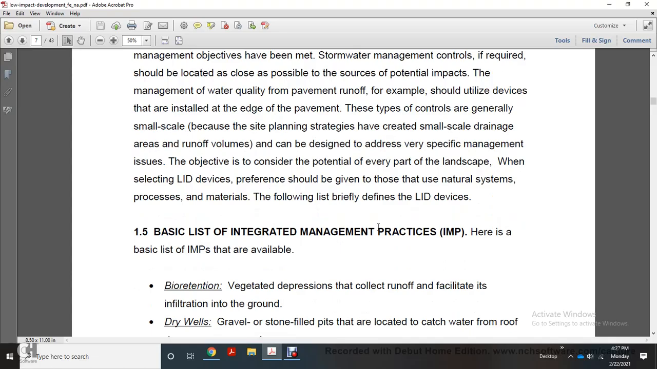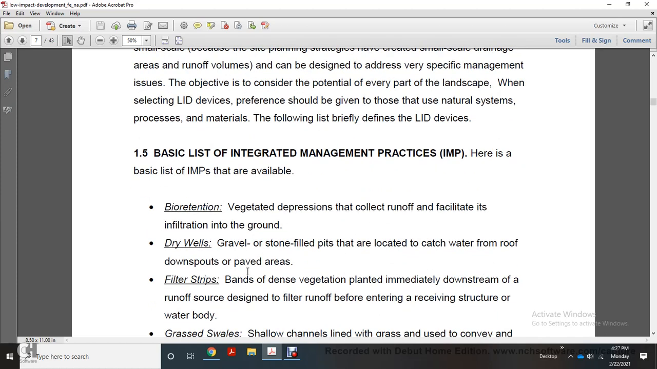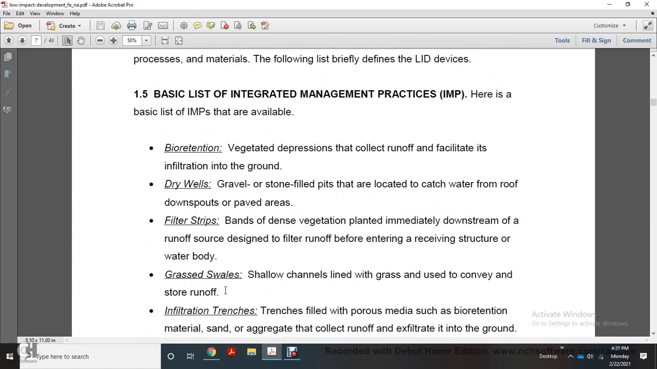Basic list of integrated management practices. Here are the basic integrated management practices that are available. Bioretention: vegetated depressions that collect runoff and facilitate infiltration into the ground. Dry wells: gravel or stone-filled pits located to catch water from roof downspouts or paved areas. Filter strips: bands of dense vegetation planted immediately downstream of the runoff source, designed to filter runoff entering the receiving structure or water body. Grass swales: shallow channels lined with grass used to convey and store runoff.